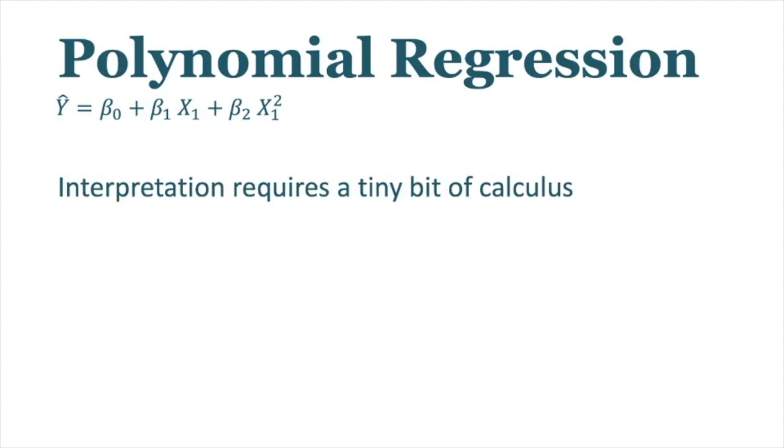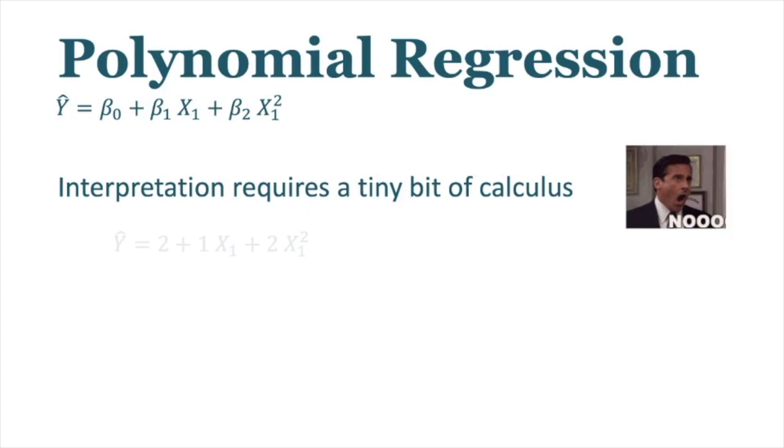Now, to interpret the polynomial regression, it does require a little bit of calculus. And I know that can be totally scary. That's fine. I know a lot of you haven't taken calculus in a long time or ever. So I'm just going to show you a few shortcuts on how to use it so that you can interpret these variables without having to go through a lot of effort of learning calculus. So let's say this is our model and we got these results. So we have 2 is our intercept, 1 is a coefficient on x, and 2 is a coefficient on x squared.